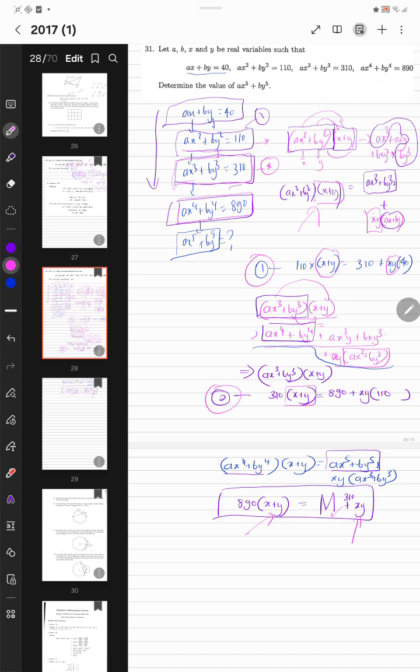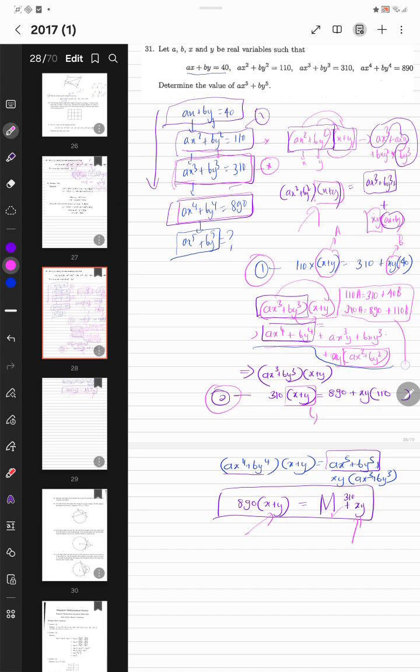We don't need to find x and y individually. So let's assume x plus y is a and xy is b. Then we can write 110a is equal to 310 plus 40b, the first relationship. And here we can write 310a is equal to 890 plus 110b, the second relationship. We have to solve for a and b.